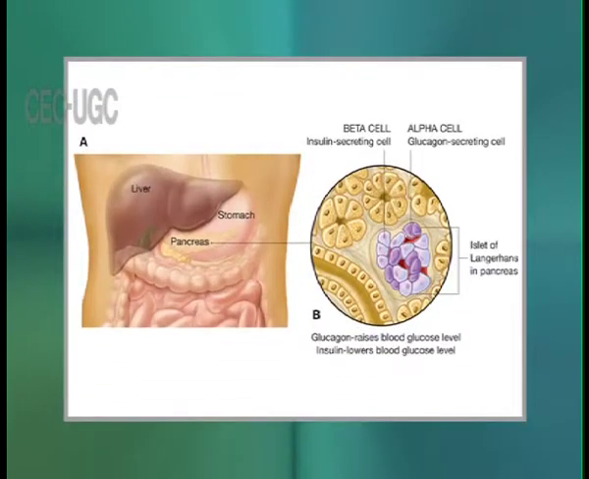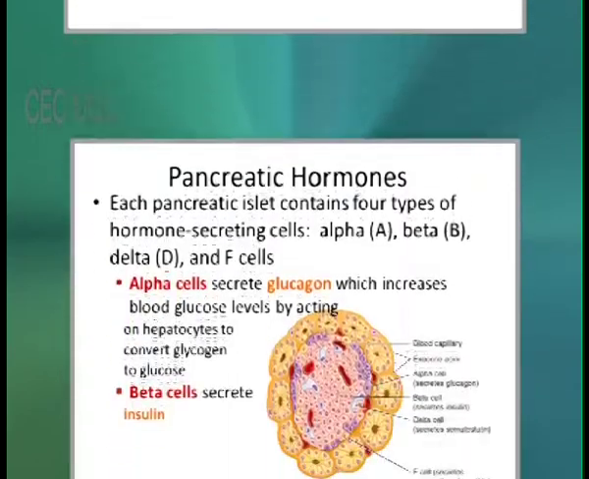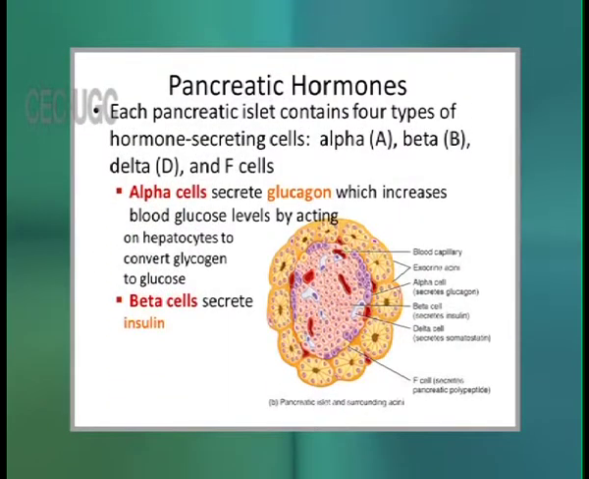Within these islets are two types of cells, alpha and beta cells. The alpha cells produce the hormone glucagon, which is responsible for raising blood glucose levels. The beta cells produce the hormone insulin, which is responsible for lowering blood glucose levels after a meal.